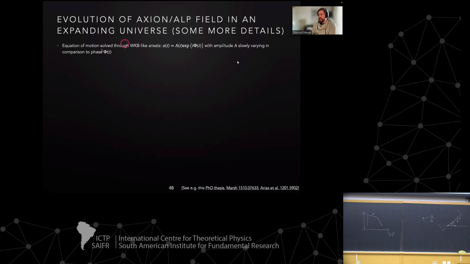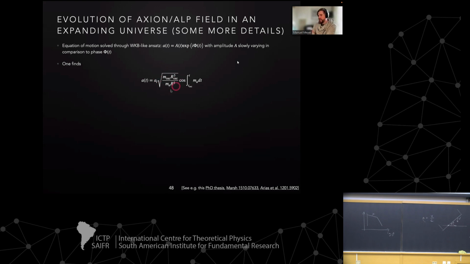Okay, so just some more details. We can solve this equation through the typical WKB-like ansatz, so that our field has some amplitude that could vary in time, and also a phase that could vary in time, where the assumption is that the amplitude A is slowly varying in comparison to the phase. If you plug in that ansatz, then you find that the field strength as a function of time is just given by this. So you have essentially an integral over the mass, how the mass changes over time, from the time when we start the oscillations until today.